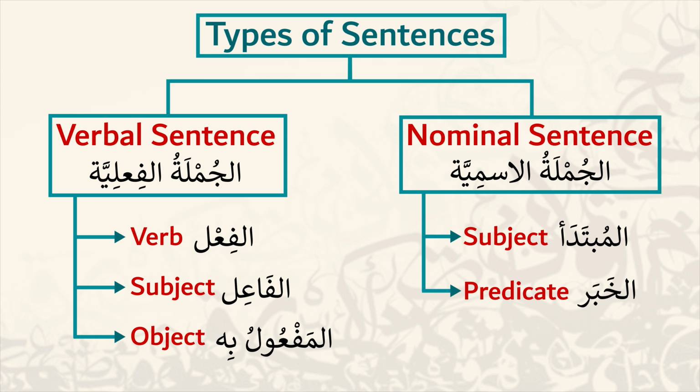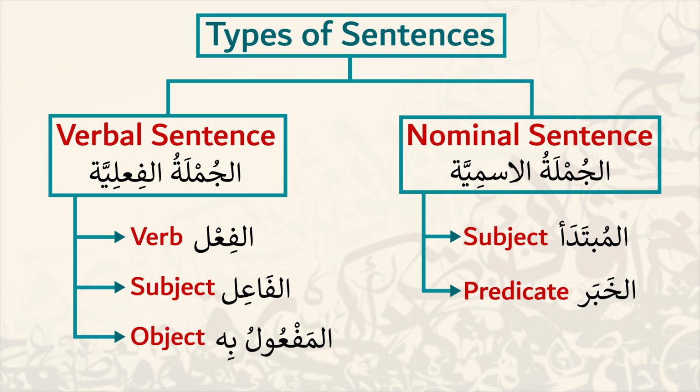The main difference between nominal and verbal sentences in Arabic is the first word. A nominal sentence begins with a noun. That's why we call it nominal in the first place. And a verbal sentence begins with a verb, obviously.